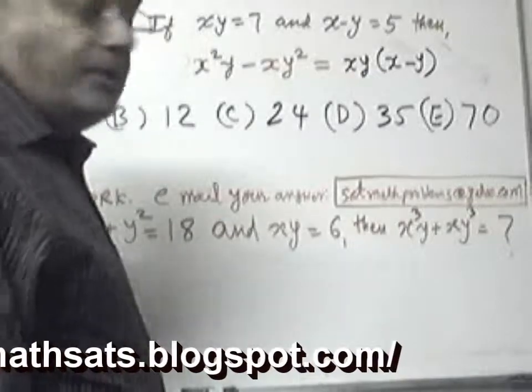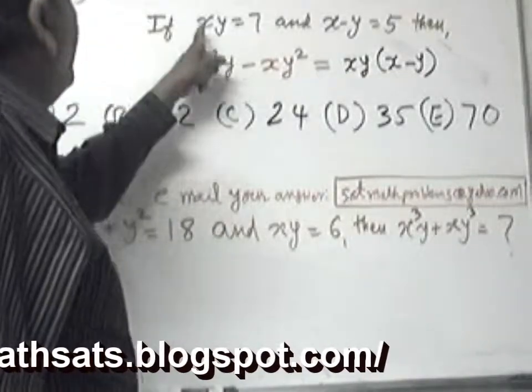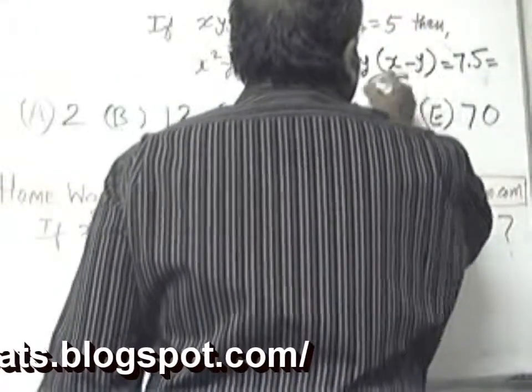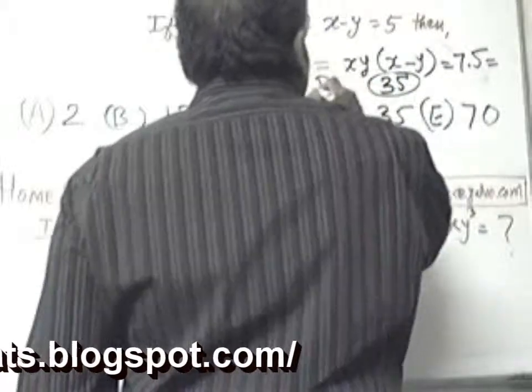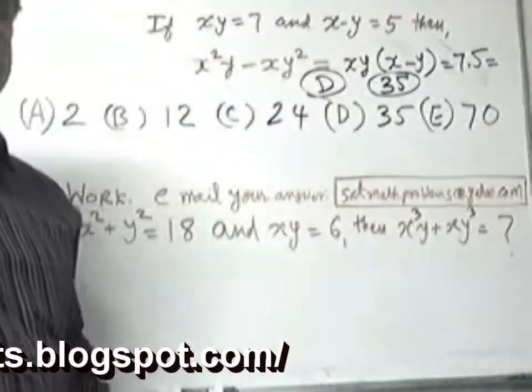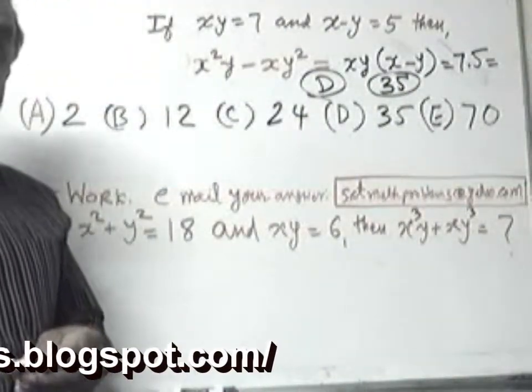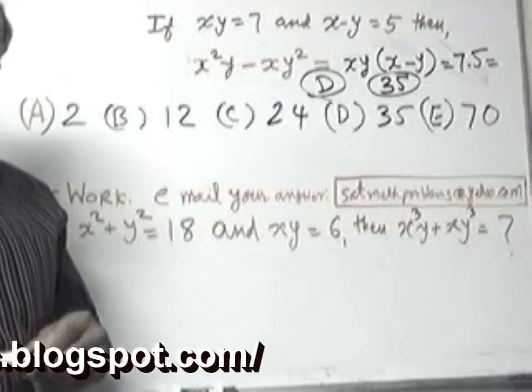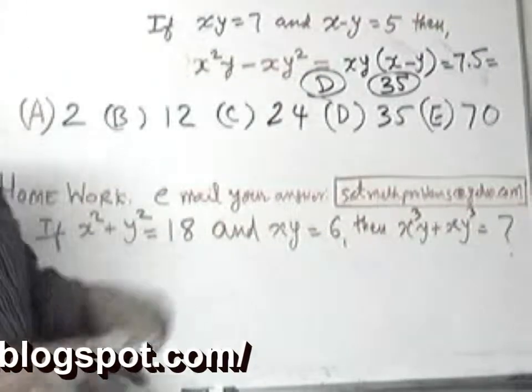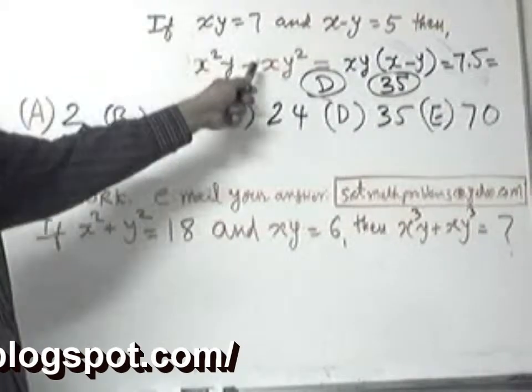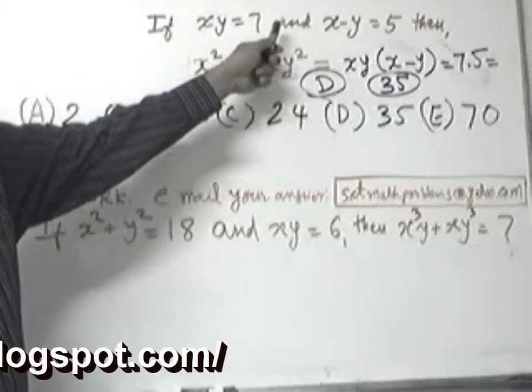Now we take a look at what is given to us. Well, xy is equal to 7, so I substitute xy equals 7 times x minus y equals 5, and that's 5. So 7 times 5 is 35, and the answer is 35, D. It is that simple. So remember the principle: don't try to jump and calculate the value of x and y by solving 2 by 2 equations.